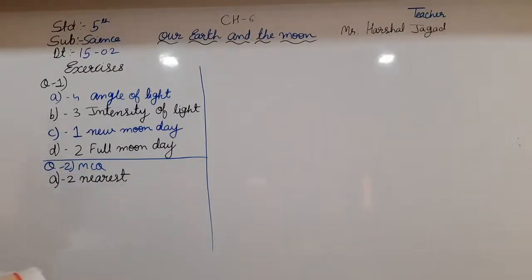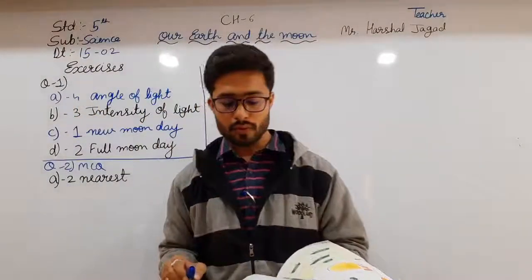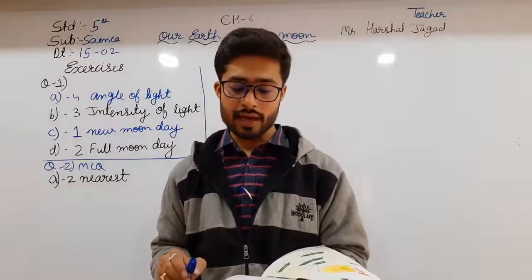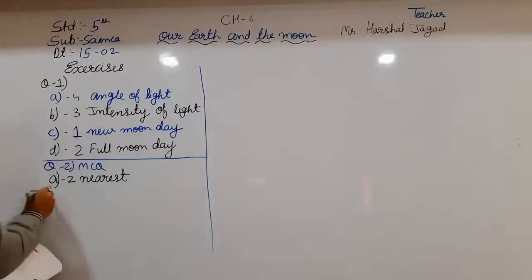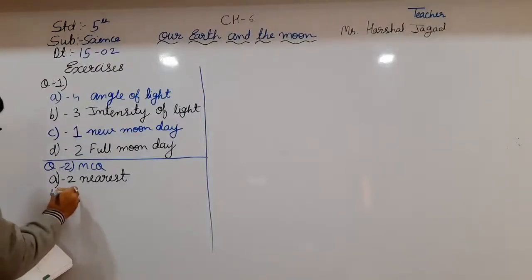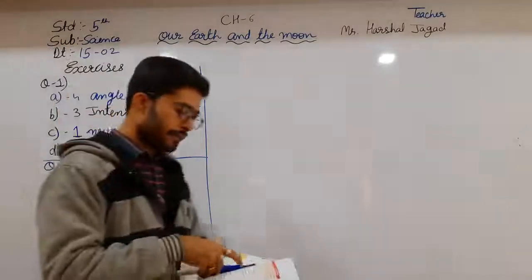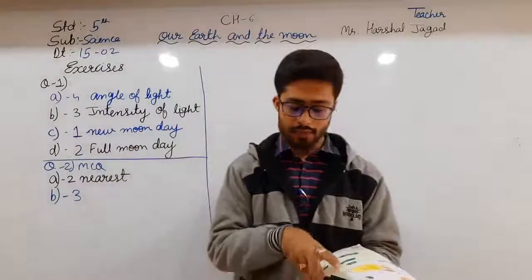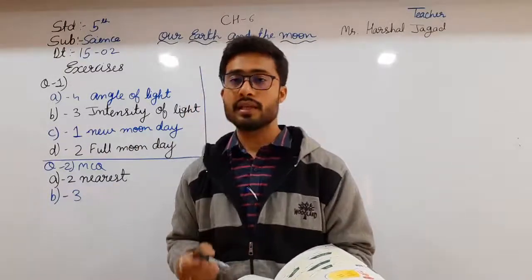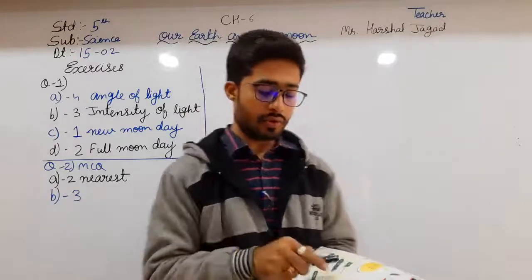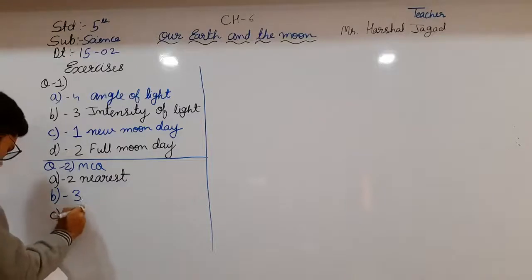B, the highest tides are caused by the dash: sun pulling the sea water, moon pulling the sea water, or the combined effect of sun and the moon on the sea water. The combined effect of sun and the moon, that is big, so I will not write the full answer. Then C, dash bodies partially allow light to pass through them, that is partially, that is translucent. That is C, that is 2.